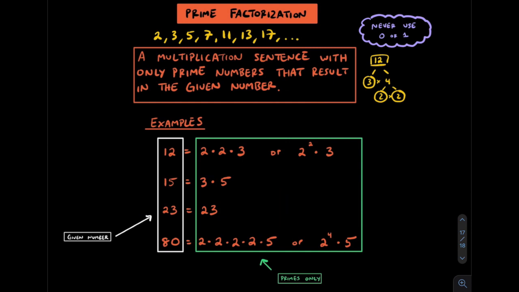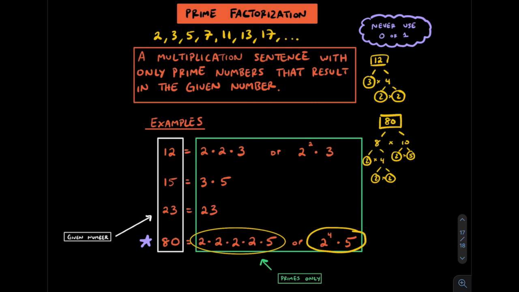Let's look at the prime factorization for a slightly larger number here, like 80. As you can see here, the prime factorization for 80 is 2 times 2 times 2 times 2 times 5. Using exponents, you can say 2 to the 4th power times 5. Understanding and being able to write prime factorizations well is going to help you a lot in future lessons.